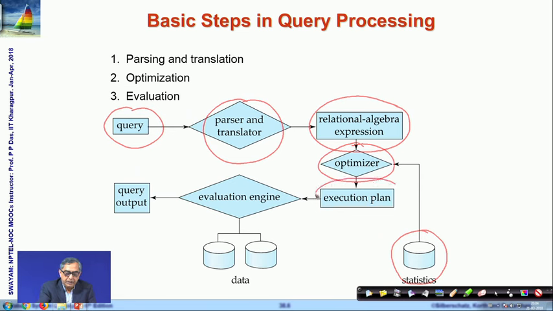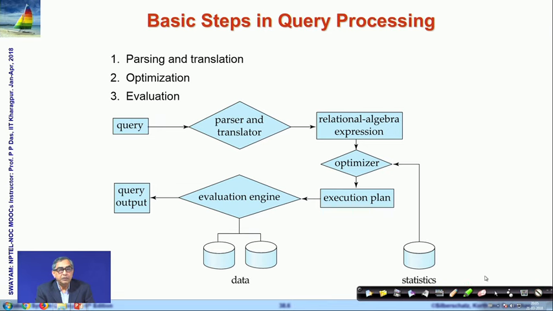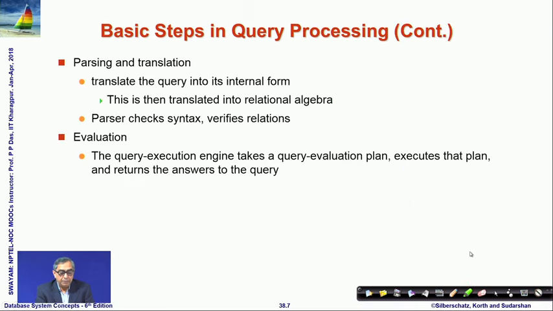Based on that, we will decide on an execution plan. The execution plan is the set of actions that we actually want to do in terms of accessing the different indexes and the different B plus tree nodes to evaluate the query, and that is the job of the evaluation engine. As you can see, it will access the data, and finally the query output will be generated. In this module and the next, we will take a quick look at these steps one by one, and try to understand how query processing and optimization can happen.